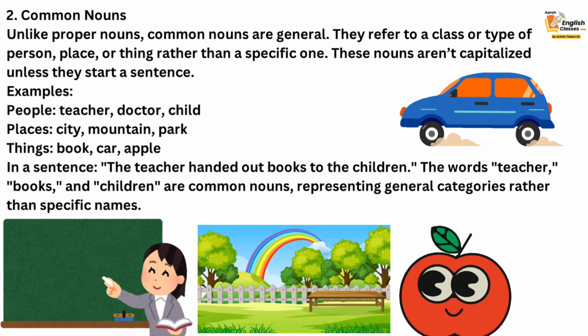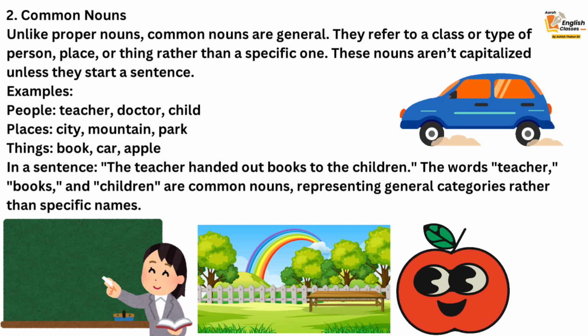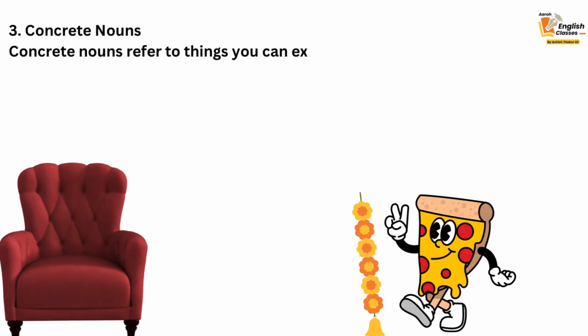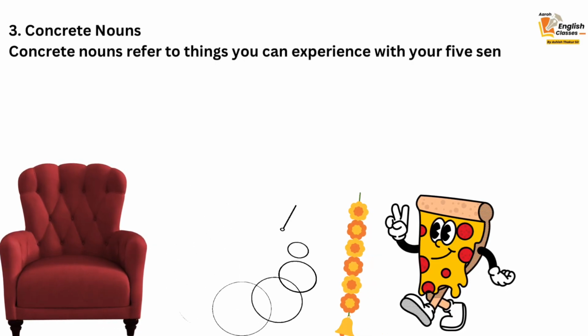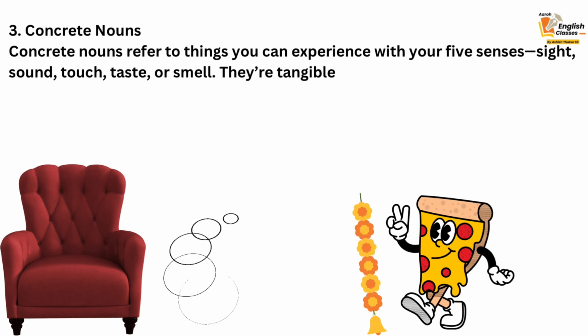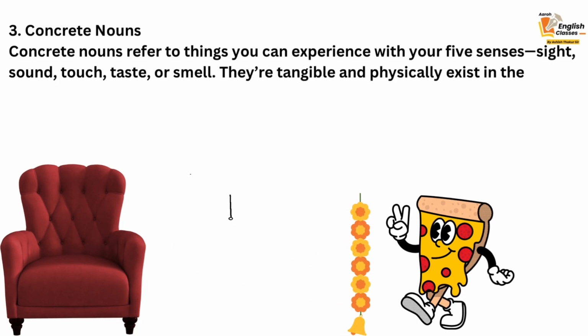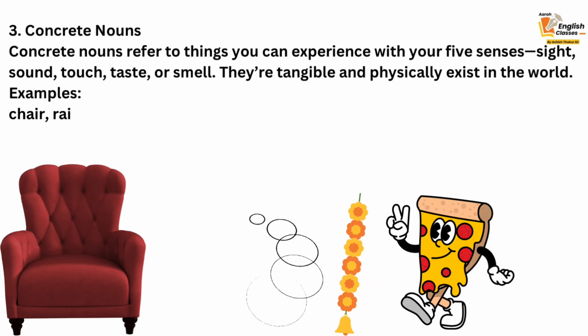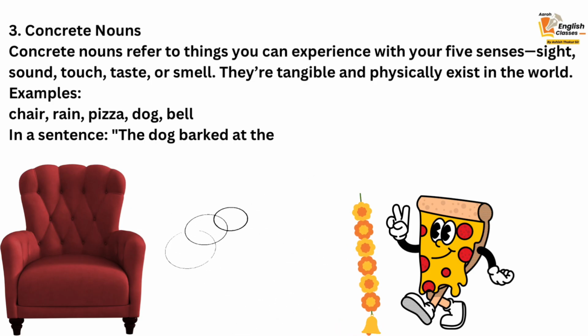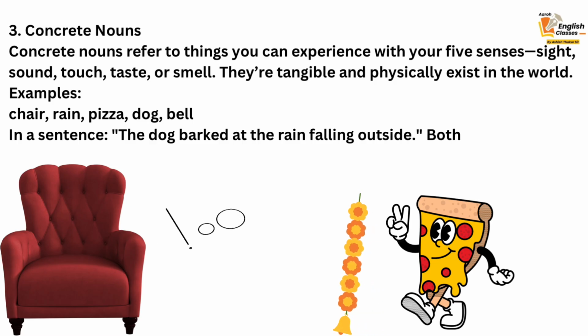3. Concrete nouns. Concrete nouns refer to things you can experience with your 5 senses: sight, sound, touch, taste, or smell. They're tangible and physically exist in the world. Examples: chair, rain, pizza, dog, bell. In a sentence, the dog barked at the rain falling outside. Both dog and rain are concrete nouns because you can see, hear, or touch them.